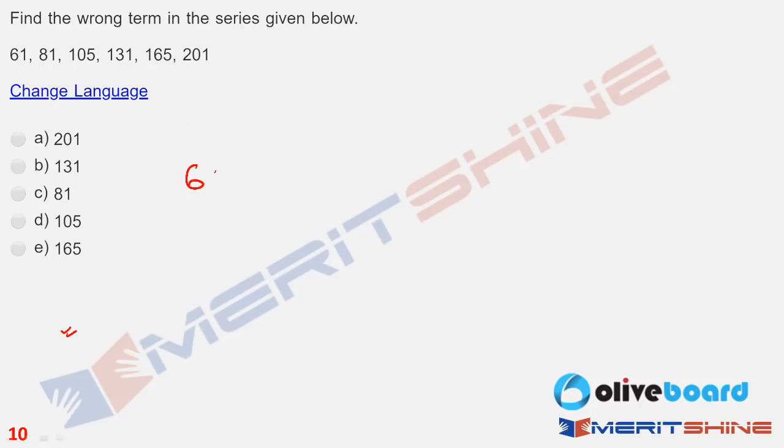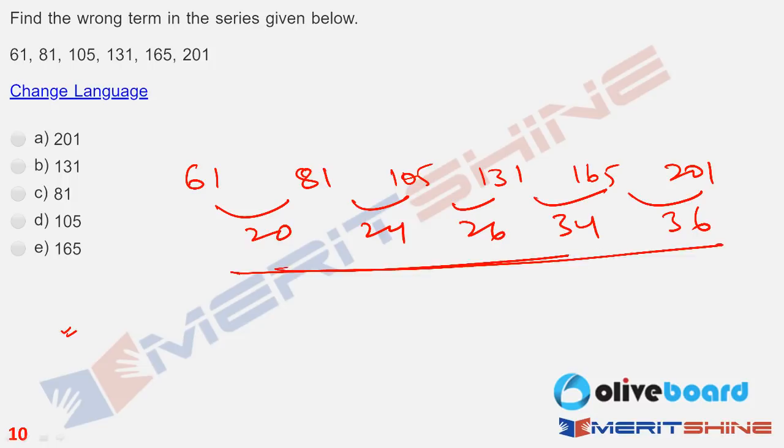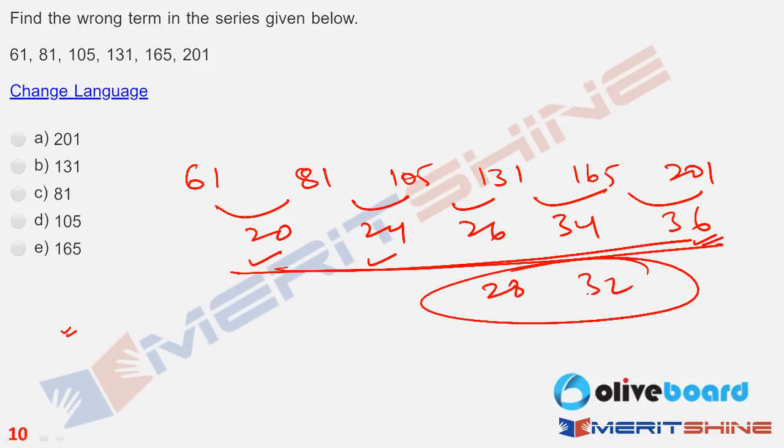What is happening here? 61, 81, 105, 131, 165, 201. This is 20, 24, 26, 34. Yeah, correct. What do I have here? Yes, 36. Yeah, this is simpler to decipher. Please see, 20, 24 ends with a 36. Clearly, 28 and 32 is more probable, and hence I can say these two numbers are arising because of this 131, and I can mark my answer. Yeah, here I'm more confident.